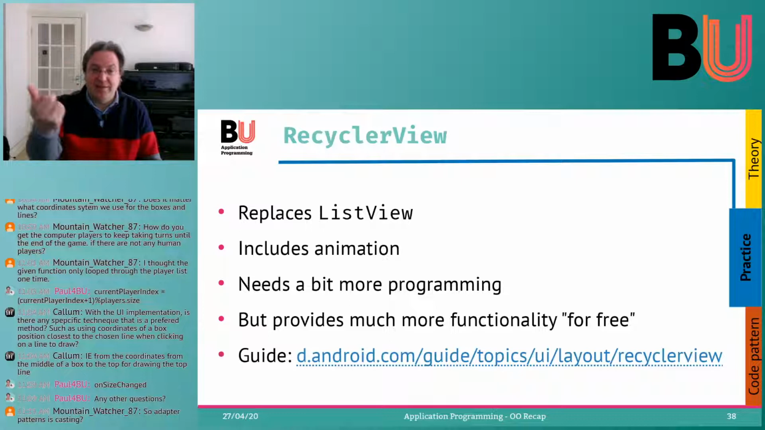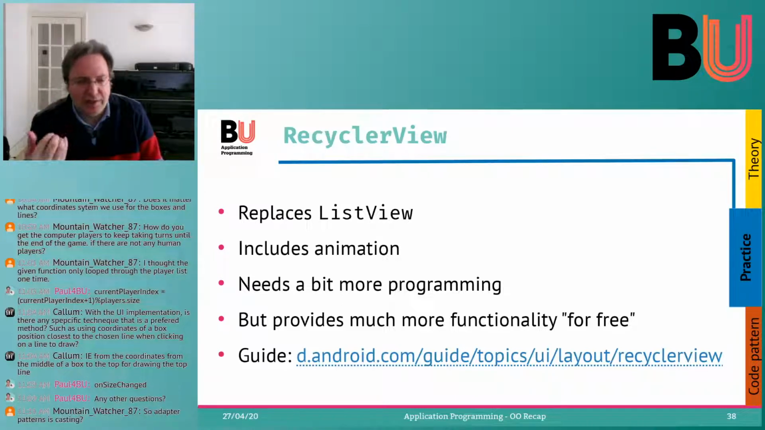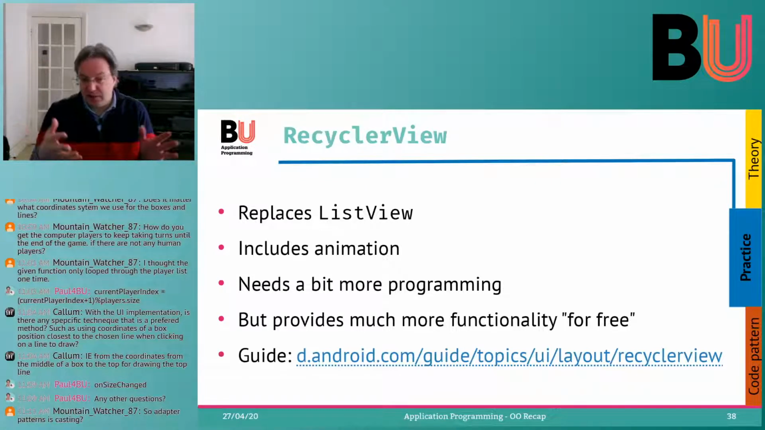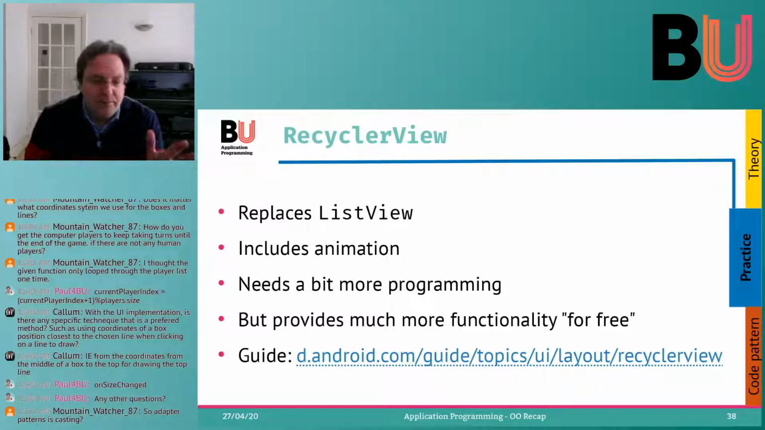So if you add an item, it will actually animate the growing. By default, it has a default animator. And you can define your own animations as well if you want to. Or if you remove an item, it can be animated automatically. It's slightly more programming than list view because it is a little bit more opinionated, but it provides a lot of functionality for free. And it also provides a good way of doing this, including something called a view holder.